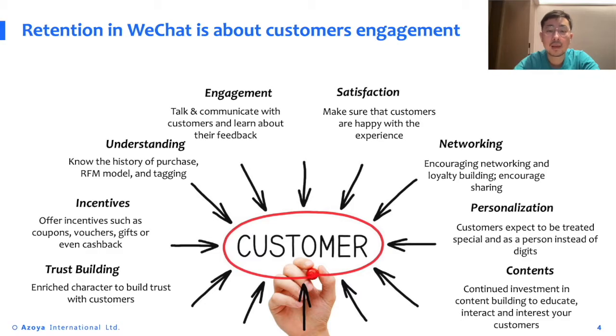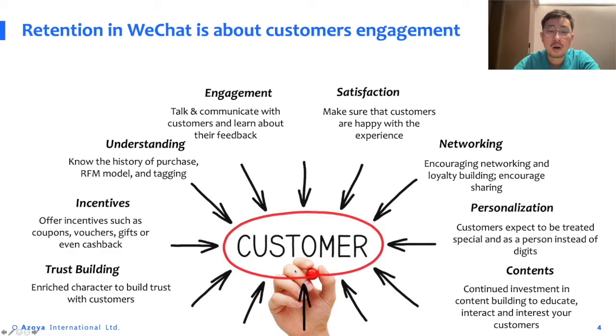Rule number seven, personalization. Customers expect to be treated as special, and offering them personalized information and experiences is very important to the luxury business as well. Rule number eight, and perhaps the most important one, content. All activities in WeChat rely on content, and investing in compelling content that your customers will like and share will be beneficial to the business.